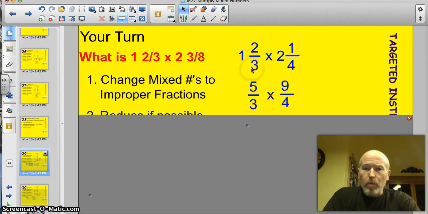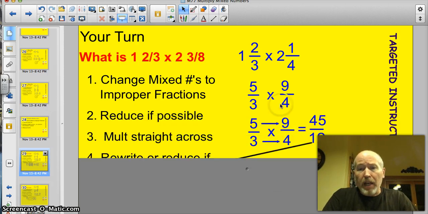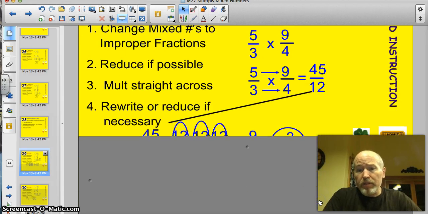Well, I rewrote this. 1 times 3 is 3, plus 2 is 5/3. So I have 5/3 here, and I rewrote this one. 2 times 4 is 8, plus 1 is 9. So I wrote 9/4. Simple rewriting. Okay? Well, actually I could reduce right here, but I didn't do it. 5 times 9 is 45. 3 times 4 is 12. End up with 45 12s.